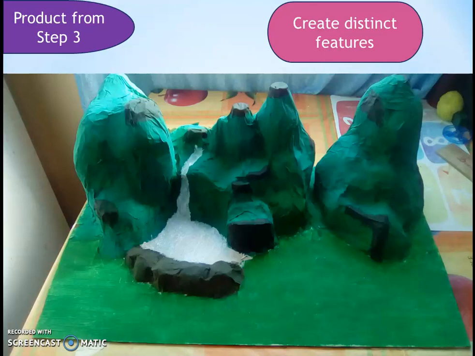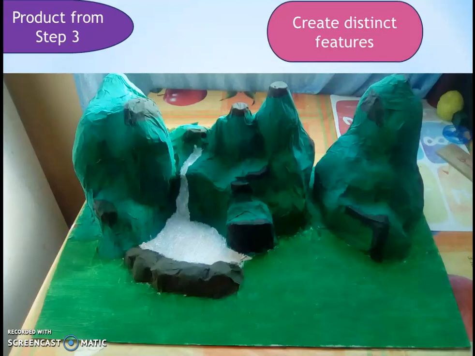So we have the greenery for the vegetation, and we have some dark colors for parts of the earth, for instance, rocks, edges, and so forth, showing. And then as you notice, there's a little waterfall, so we can add features as we go along. So this is what the product looks like.